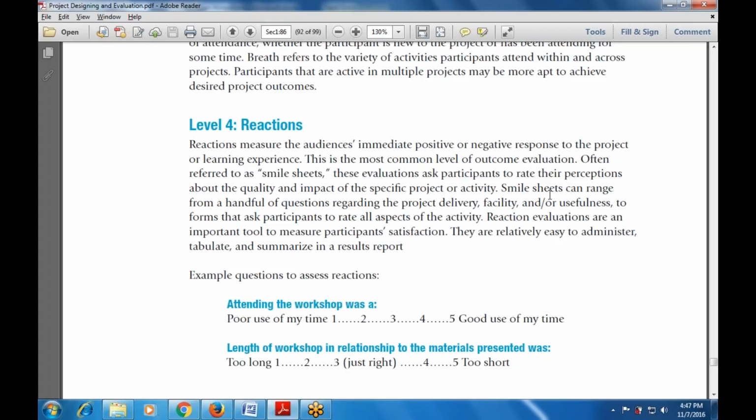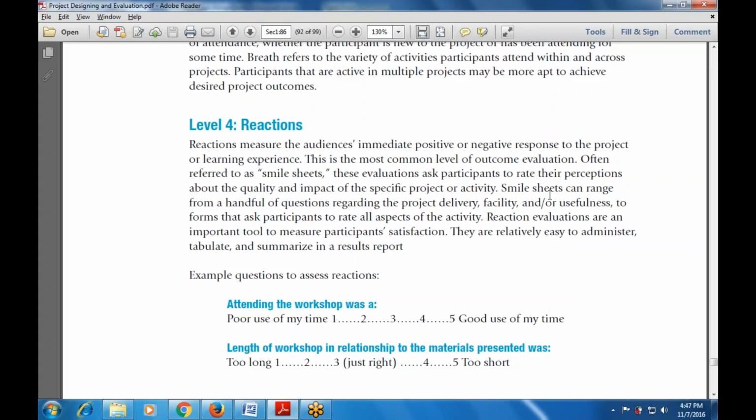So the data will be easily gathered and easily reportable, and will be used with the reactions to the various activities and the participants' behavior. They are relatively easy to administer, tabulate, and summarize in a result report. So whatever the report that is available with this.